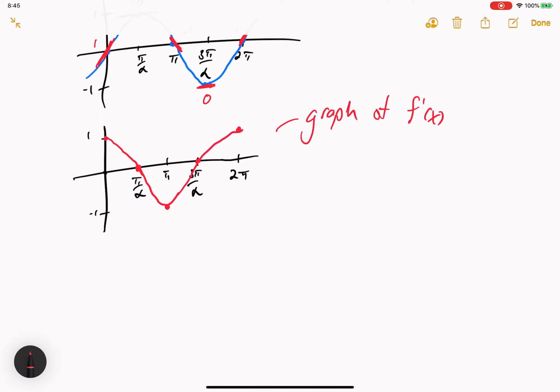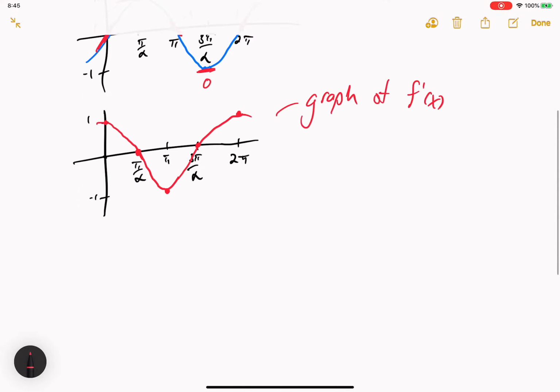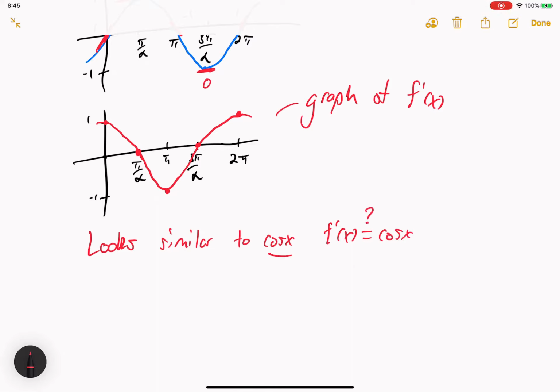So what does this look like? It looks pretty similar to cosine. So it looks like f prime of x is equal to cosine of x, but I'll put a question mark above the equality, just because you don't really know. But that's kind of what it looks like. That's our guess.